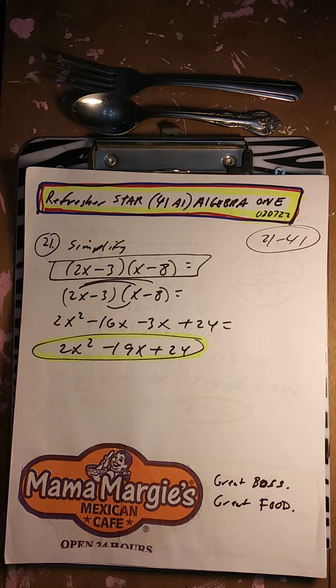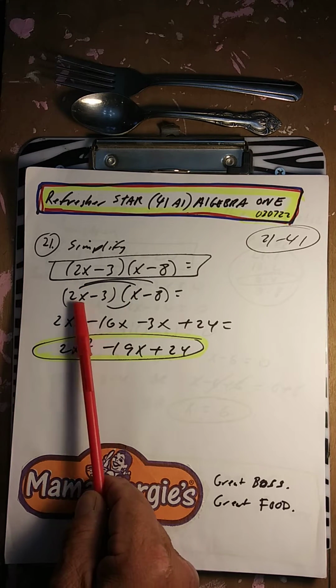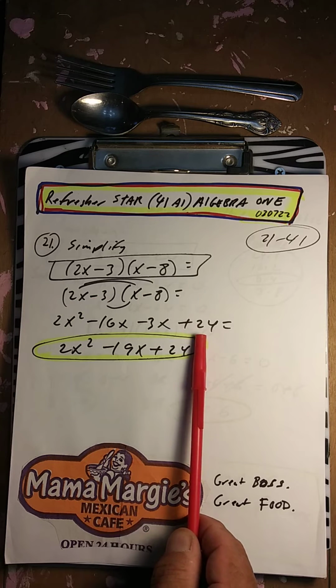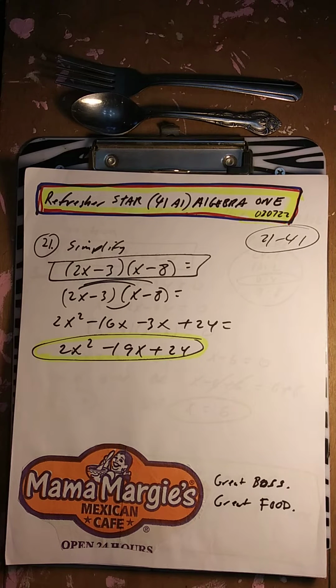Alright, so I'm going to multiply this out. 2x times that is 2x squared, 2x times that is negative 16x, minus 3x, and that turns out is a positive 24. So 2x squared minus 19x plus 24 is the final answer.